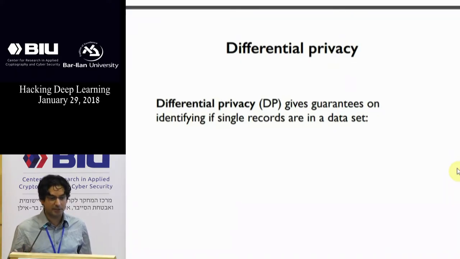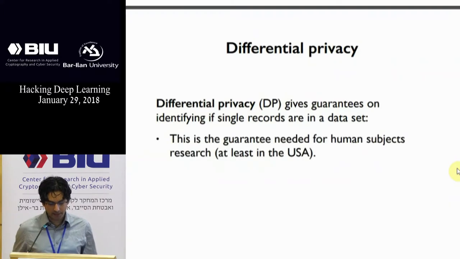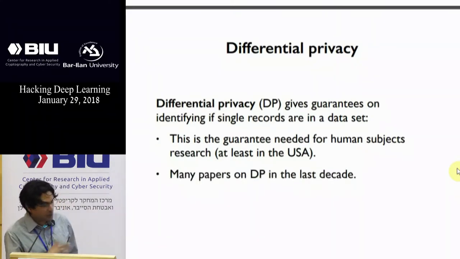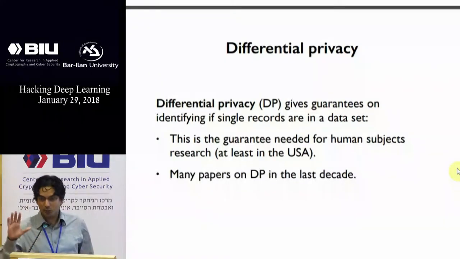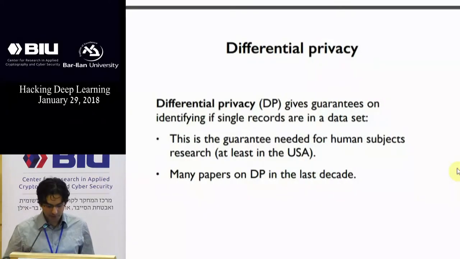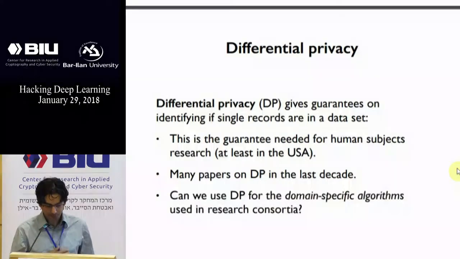That is, you're doing a research study on a sensitive health topic. And the thing that you'd like to promise them is exactly this type of protection against this membership inference attack. So it's a guarantee needed for human subjects. And if you Google differential privacy, on Google Scholar, you'll see there are thousands of papers on differential privacy. So the question is, how can we? There seems to be a rich set of techniques that we could apply to these kinds of problems.